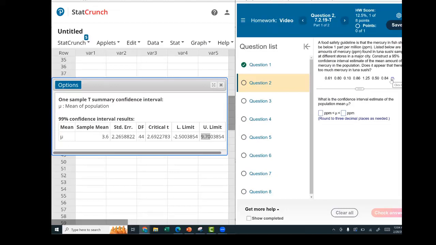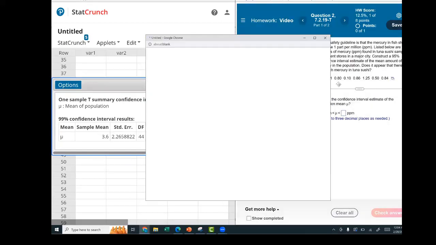Here's our data. So let's open StatCrunch with new data, and let's get rid of old StatCrunch.